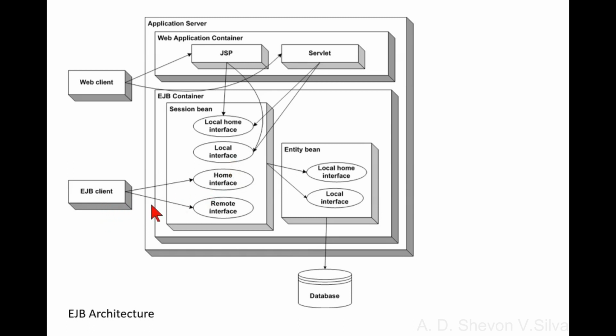Session bean and entity bean are inside the EJB container. Session bean is connected to the local home interface and local interface. The local home interface and local interface are inside the entity bean, and the entity bean is connected to the database. Here you can see a database storage structure.